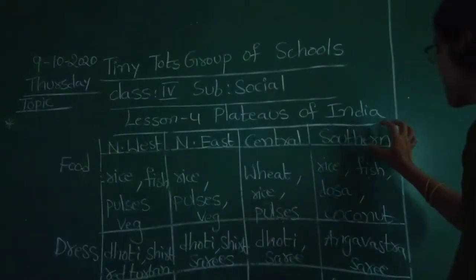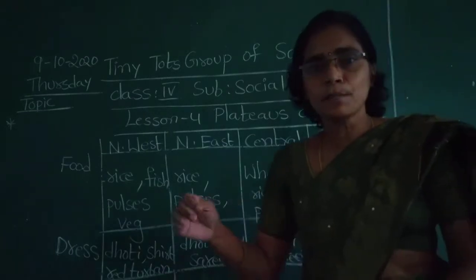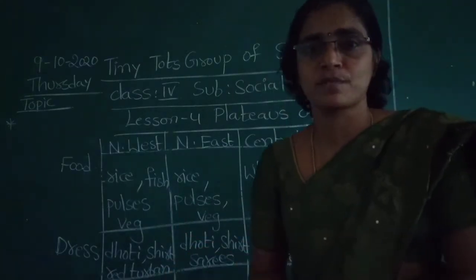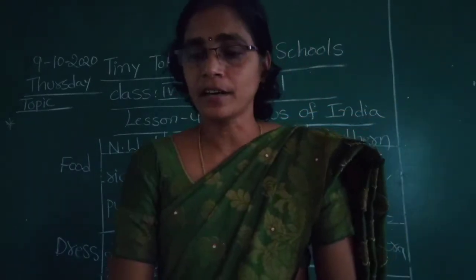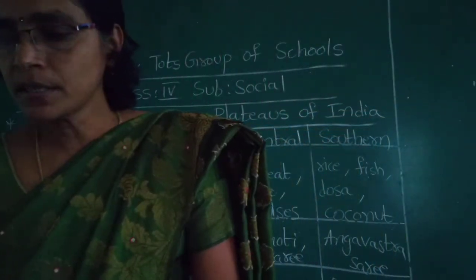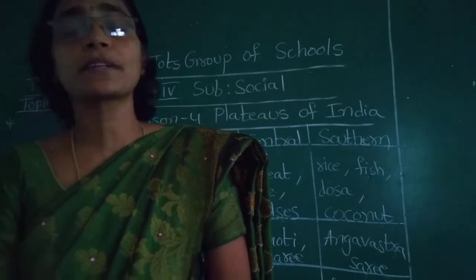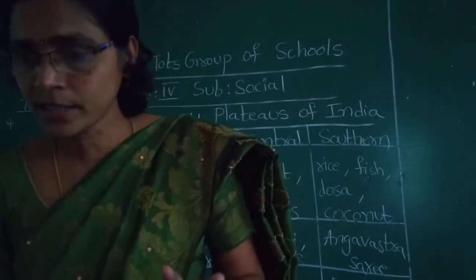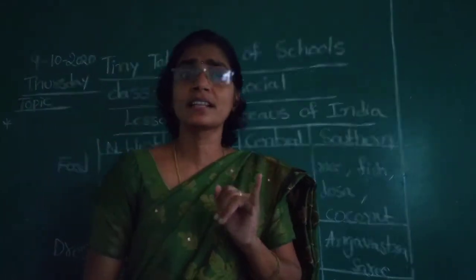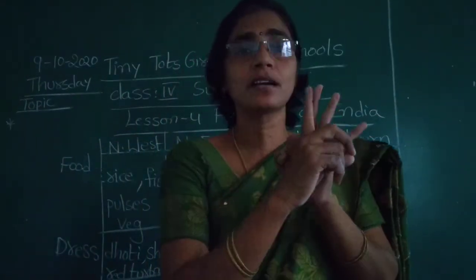And next one, southern part of India. Southern part means near the Indian Ocean, near the last tip of India. The southern part, the peninsula, consists of Andhra Pradesh, Telangana, Tamil Nadu, Kerala, like that. Four states are here. What are the states? Andhra Pradesh, Telangana, Tamil Nadu, Kerala.